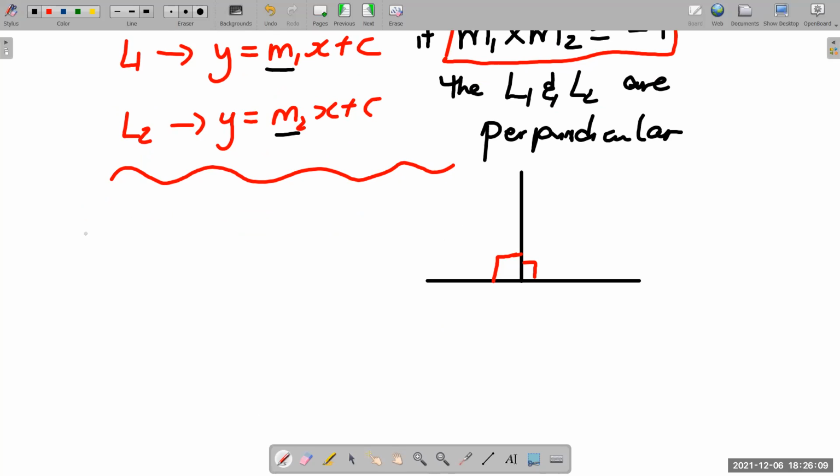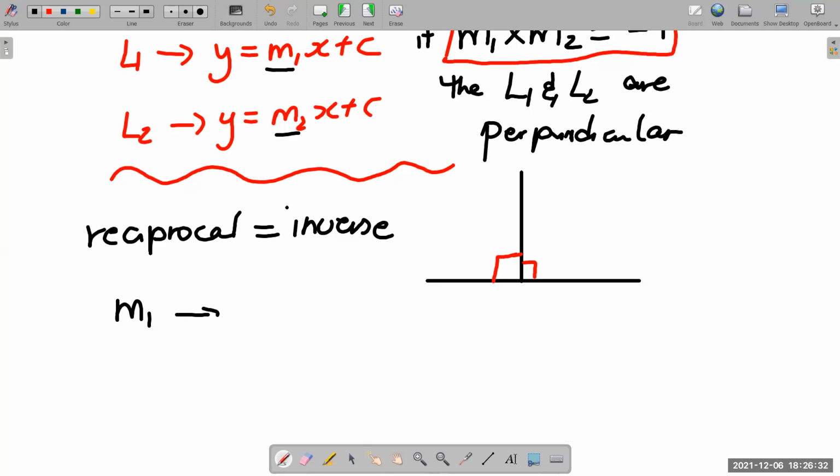Before we talk about reciprocal, don't panic. Reciprocal is another word for inverse. It just means inverse, and we should know what inverse means. Inverse means the opposite. So if M1 is the gradient of the first line, the second line would have the negative reciprocal, or negative inverse, as its gradient. I want to teach you both words because if you see them, you should know what both of them mean. Reciprocal.